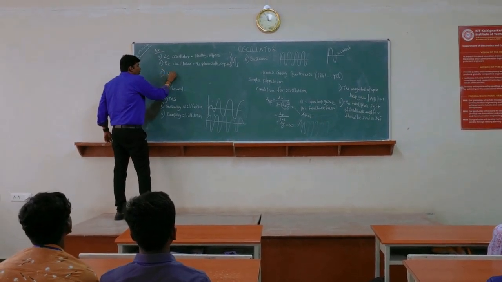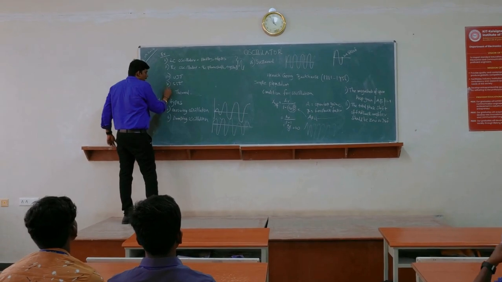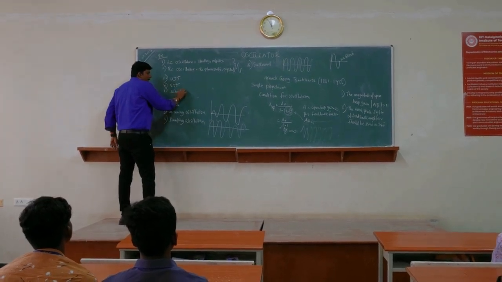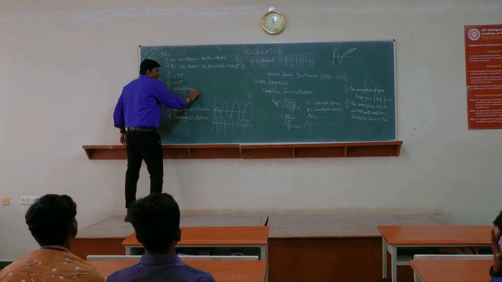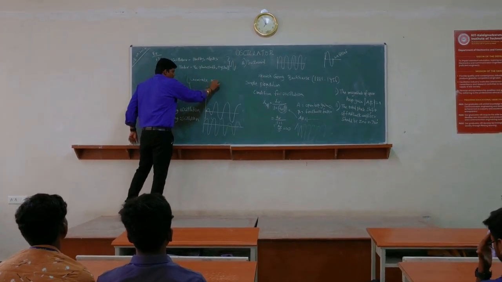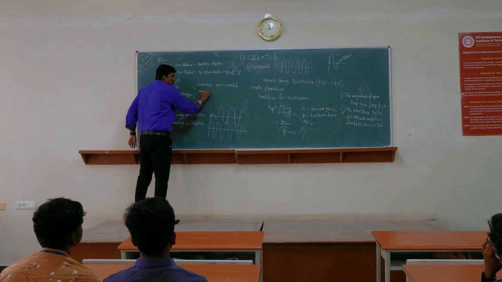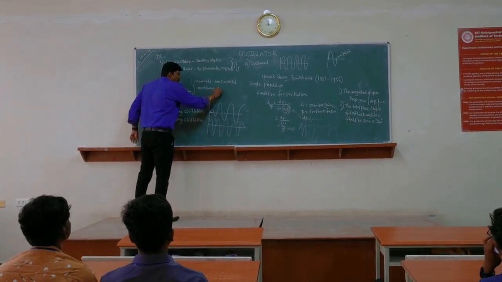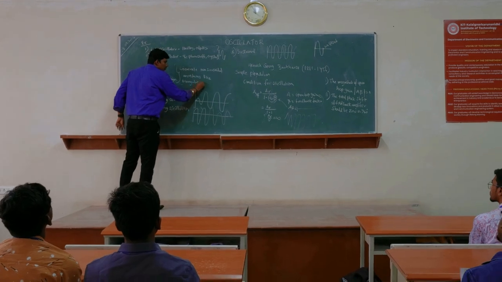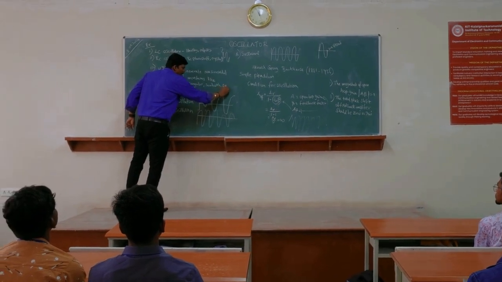Then if you go for UJT or 555 circuits or even Schmitt trigger circuits, they can generate non-sinusoidal waveforms like triangular, sawtooth, even square waves, etc.